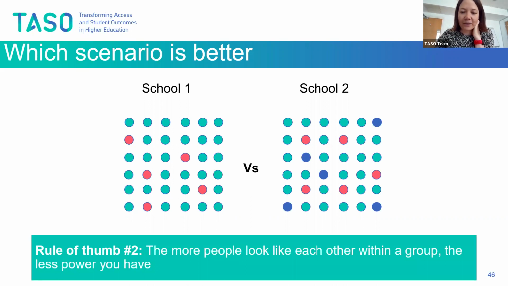So this brings us to a conclusion for cluster RCTs, which is that, as a principle, we want lots of small groups that look less like each other. So more clusters with people who are less similar, and we're likely to have more power when conducting our cluster RCT.